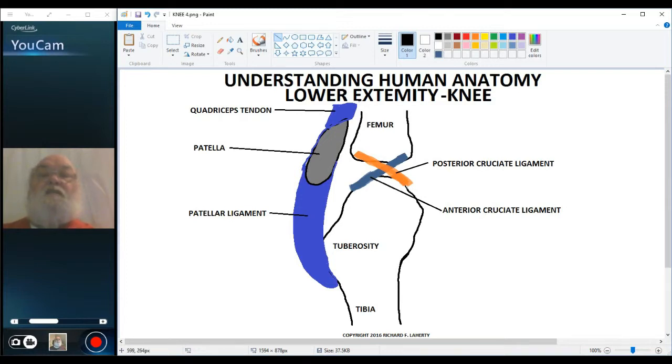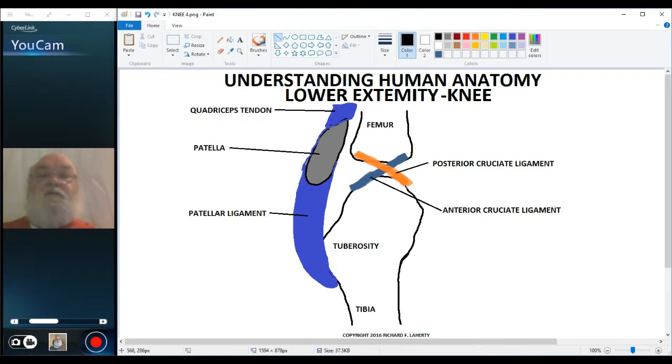And the anterior, in particular, is commonly torn. They do have procedures to repair the cruciate ligaments by putting a graft in place and then providing a functional ligament again.